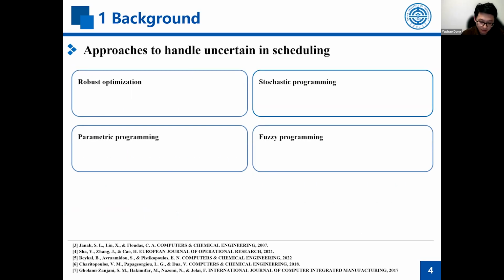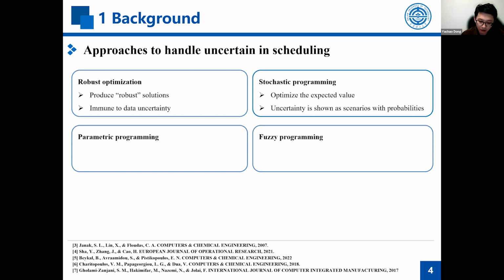scheduling model. And generally speaking, there are 4 different approaches to handle uncertainty in scheduling problems, including robust optimization, stochastic programming, parametric programming, and fuzzy optimization. First of all, robust optimization produces a robust solution by imposing constraints to consider the worst case scenario. And therefore, it is immune to the data uncertainties, but it may suffer from the issue that the solution is sometimes too conservative.